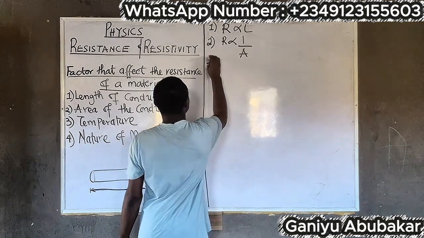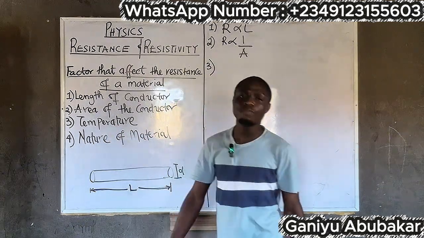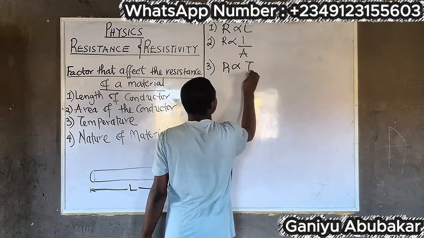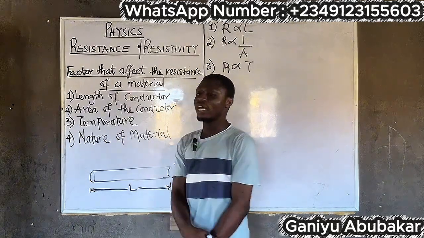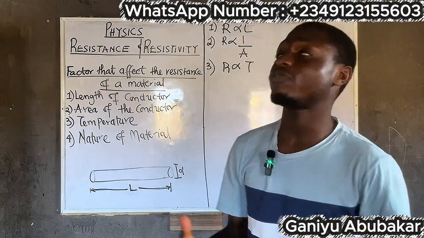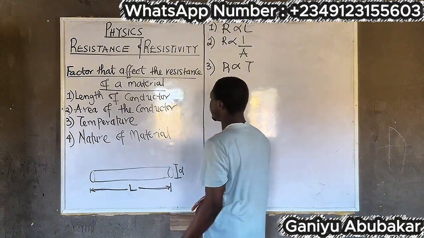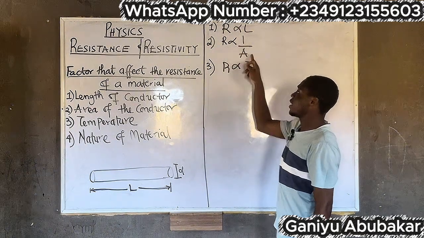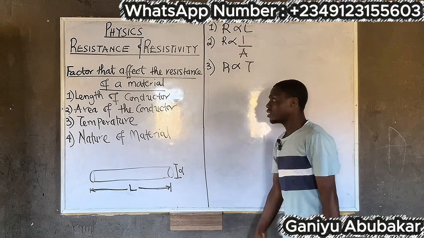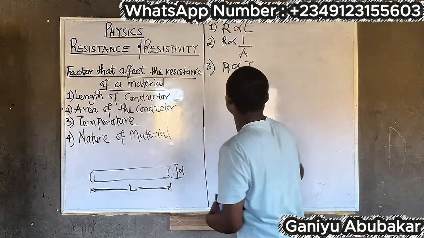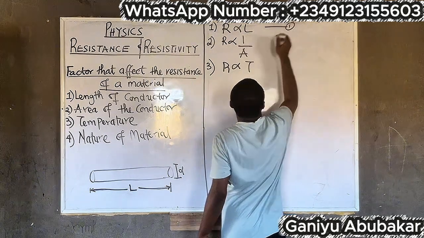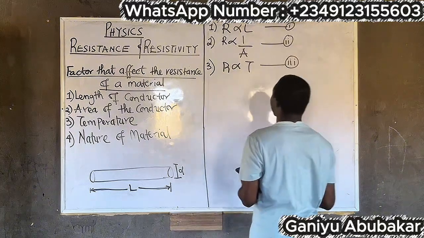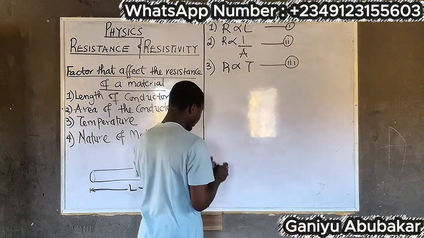For number three, we said the more the temperature, the more the resistance. That is, R is proportional to T. Finally, nature of material has no mathematical expression. So for number one, R is proportional to length, R is inversely proportional to the area, and R is proportional to temperature. This is the concept behind this. Now, let me call this equation one, equation two, and equation three. Alright, so I'll combine one and two together. Observe this, please.